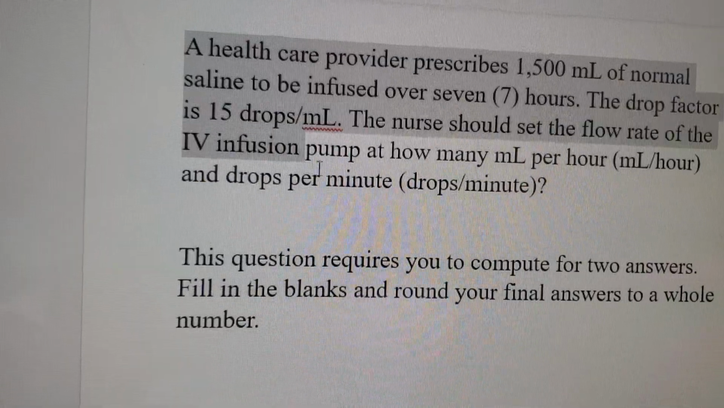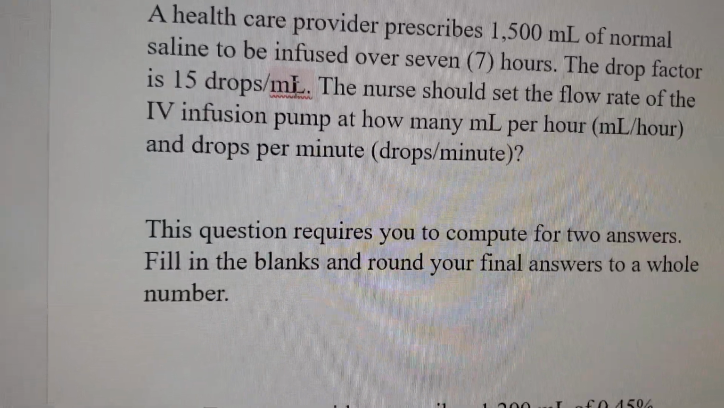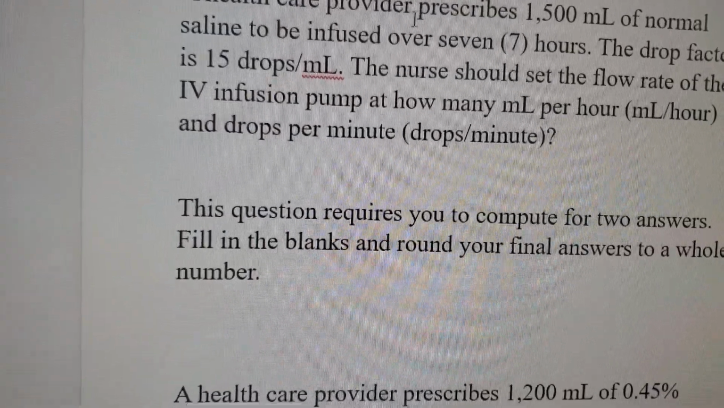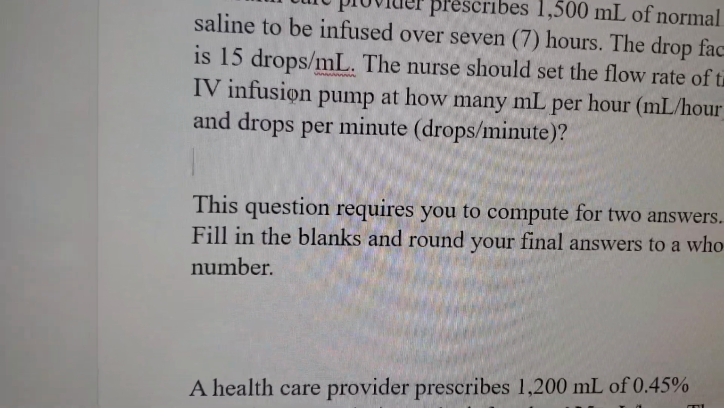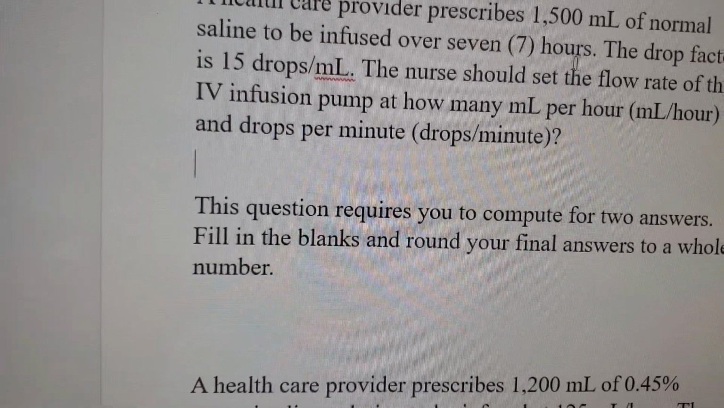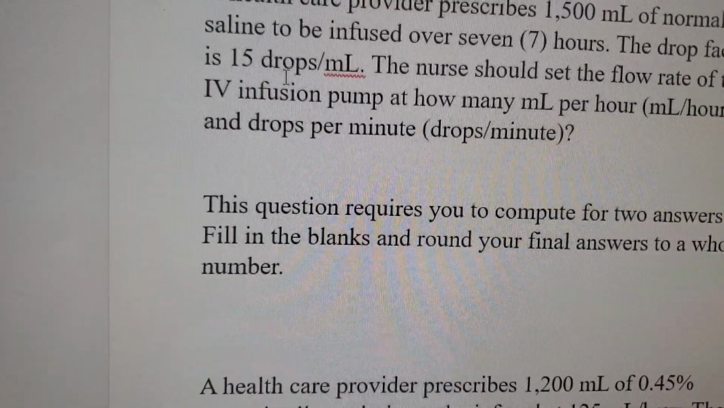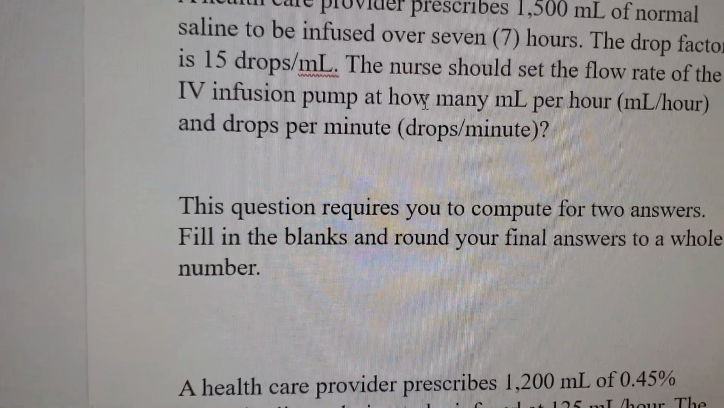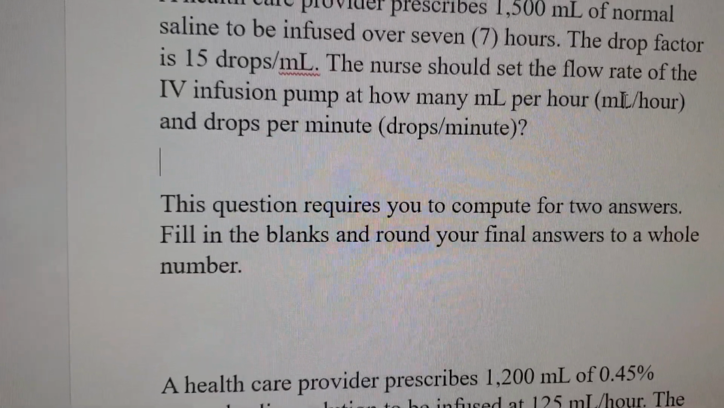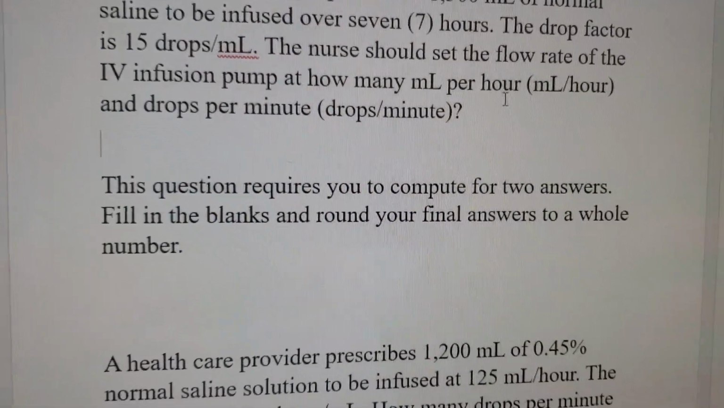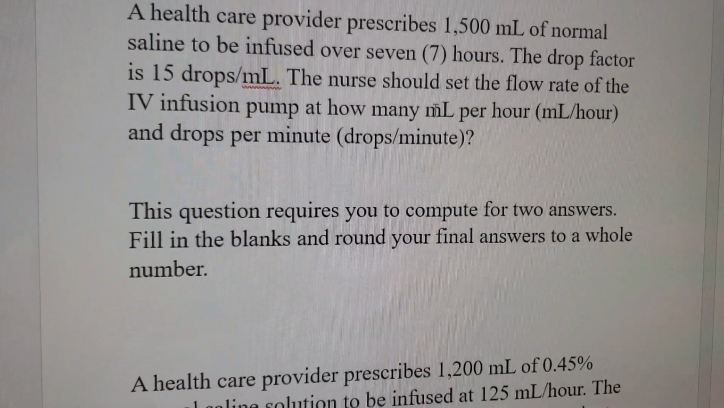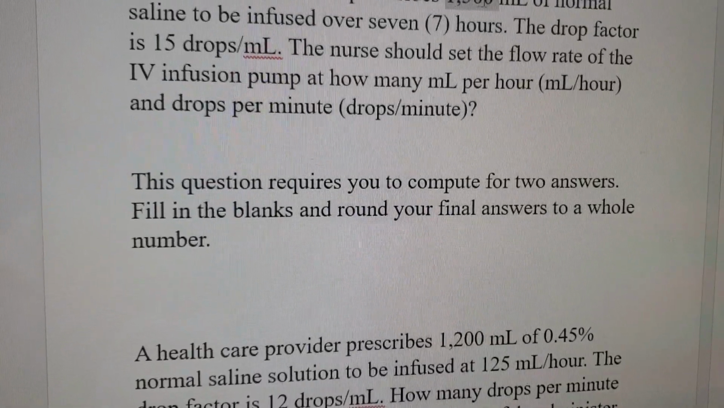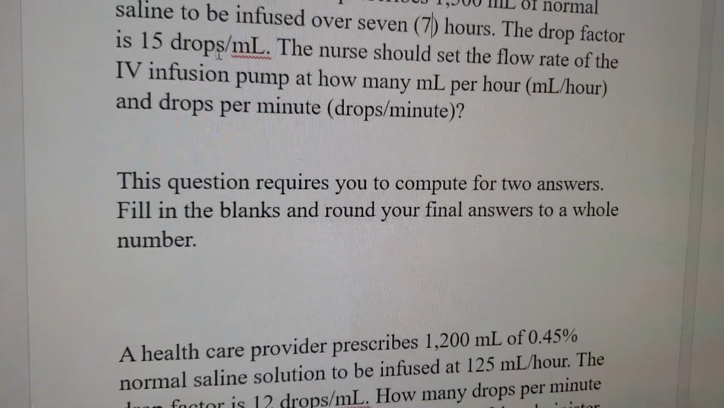All right, so the first question is here. So read it with me and let's see the values or what exactly the question is asking us to do. It says a healthcare provider prescribes 1,500 ml of normal saline to be infused over 7 hours. The drop factor is 15 drops per ml. The nurse should set the flow rate of the IV infusion pump at how many ml per hour and drops per minute. So it's asking for two answers: ml per hour, and then drops per minute. Okay, so these are our values. We have 1,500, we have 7, and we have 15 drops per ml.